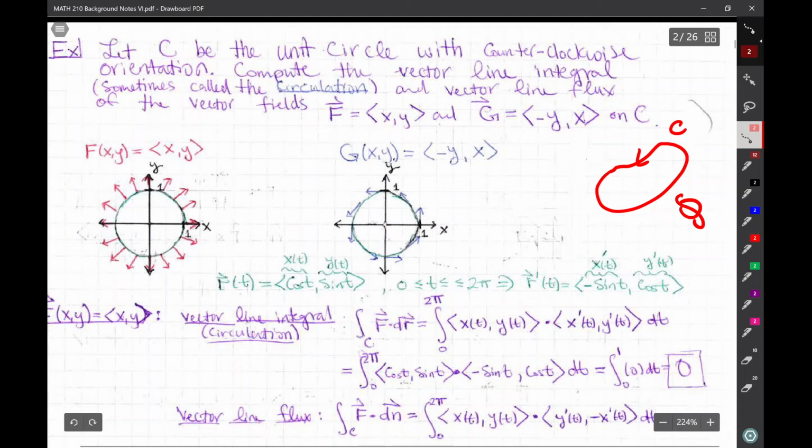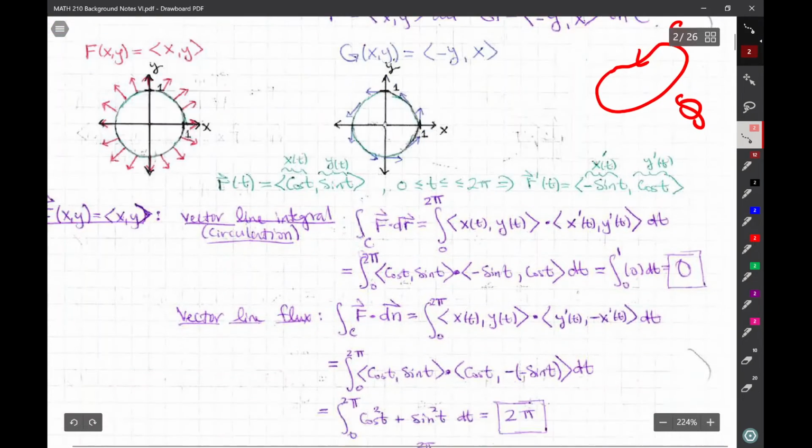F(x,y), which is radial. If you want to see how it looks, it's always pointing out. Anywhere you move along, the vectors are also getting longer as you move out. And G(x,y), here they're also getting longer, but you could see that they're moving in this sort of tangential way.